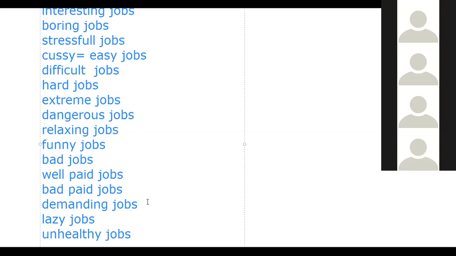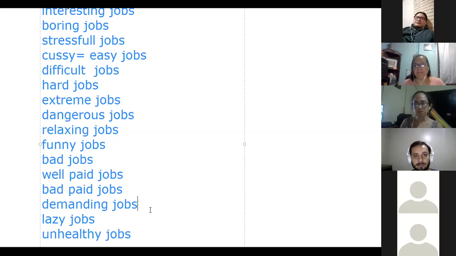And what about the other one? Here, this one, very demanding jobs. Doctors? Demanding is like, what is demanding? It's exigente, que tiene que exigir, right? Exigente, demanding jobs. What could be an example? Engineer.